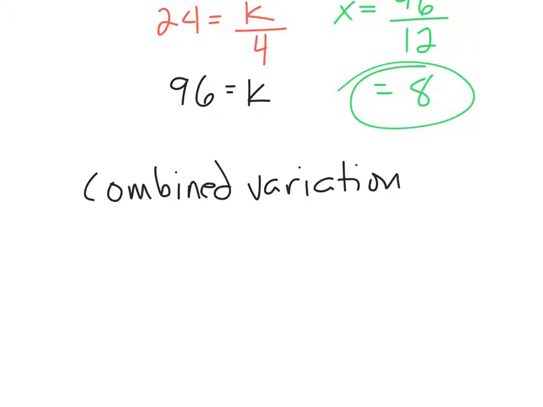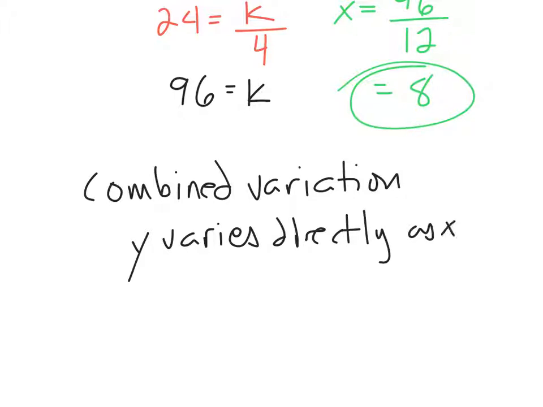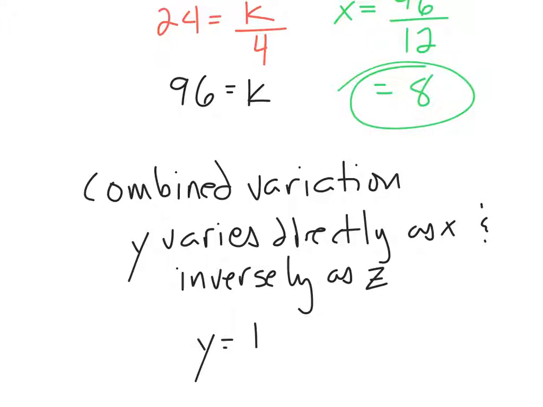Okay. So here we would say something like y varies directly as x and inversely as z, which leads me to the formula y equals kx over z. Yes, no? Okay, let's do one.